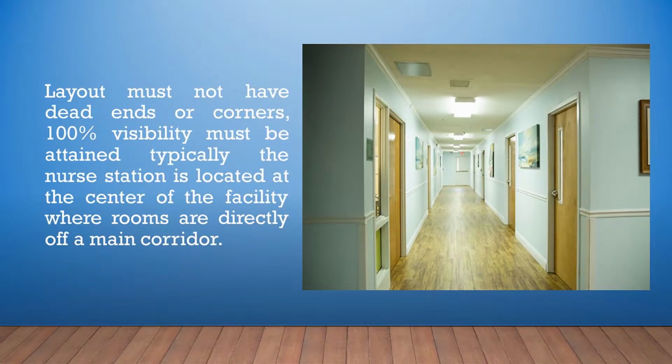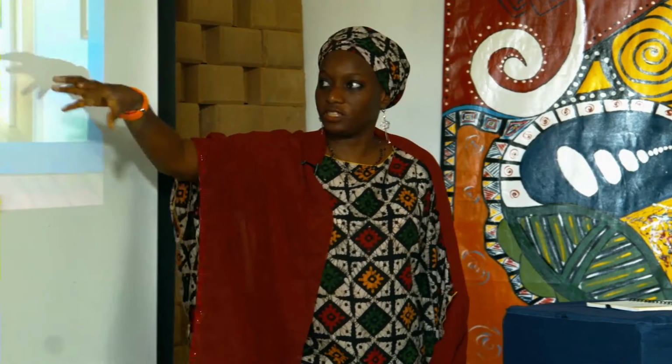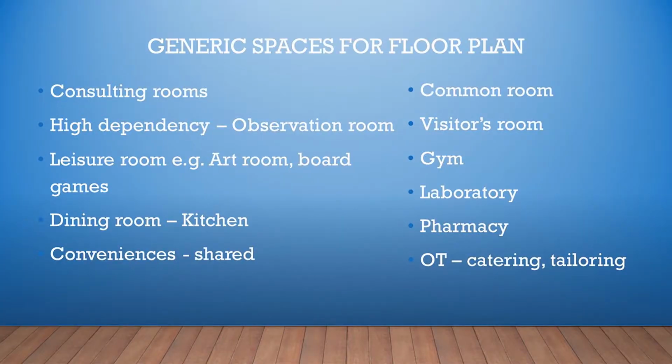So this is what layouts would look like, just like what Dr. Daiba showed us. It looks like that. So basically, it's just achieving the long corridor for 100% visibility. So your nurse station will be here, for instance, where clinicians can see if anybody is up to no good, or even there'll be human traffic. Now, these are generic spaces for your floor plans.